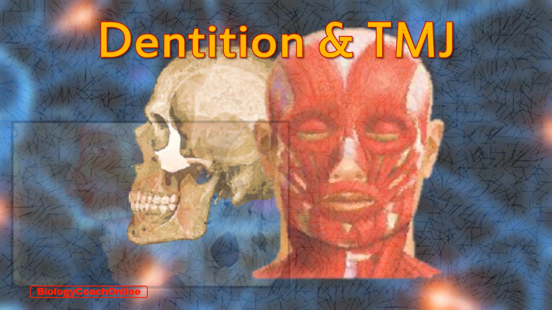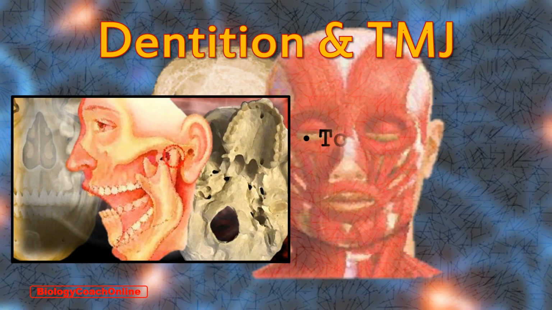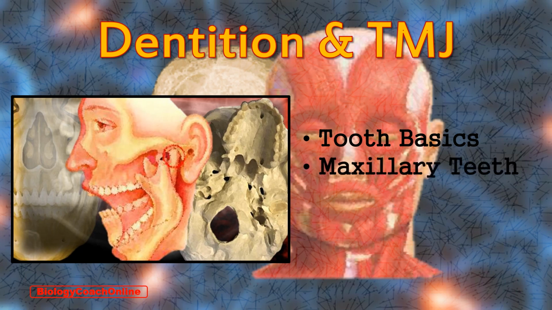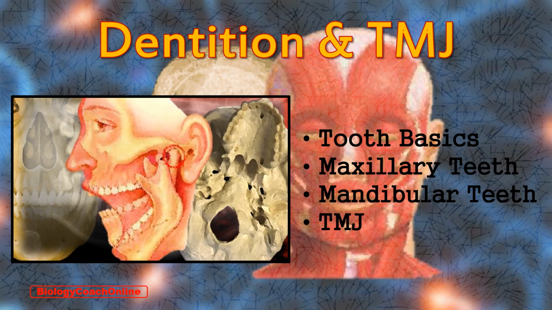Welcome back. In this lecture, we will review the basic features which distinguish one group of teeth from another. Did you know that there are 4 different types of teeth in the human dentition? We will describe the maxillary teeth and compare them with the mandibular teeth and demonstrate how they work together to begin the process of digestion. Finally, we will locate and describe the structures associated with your TMJ.